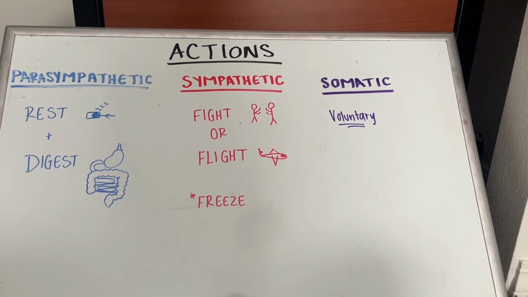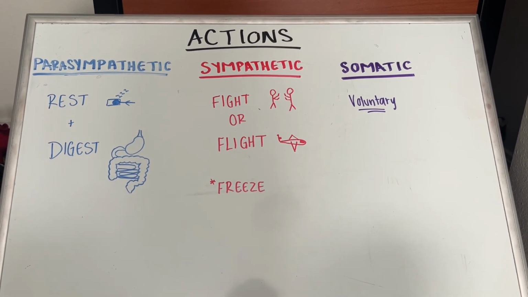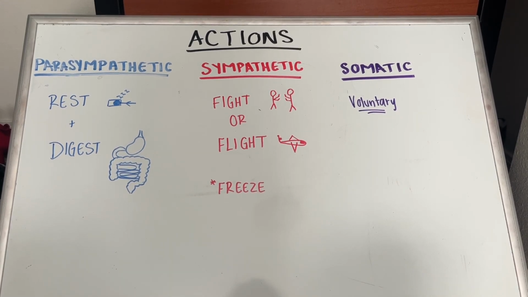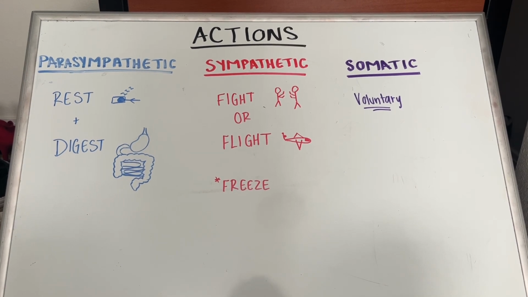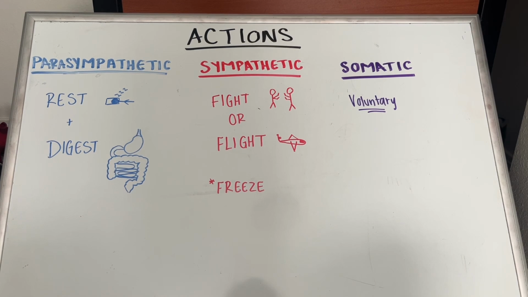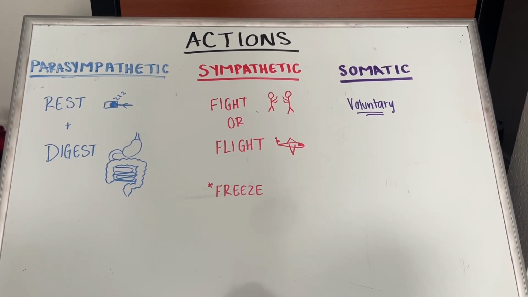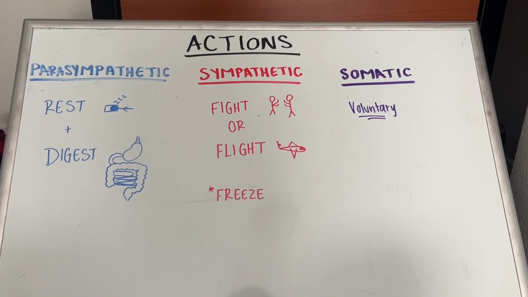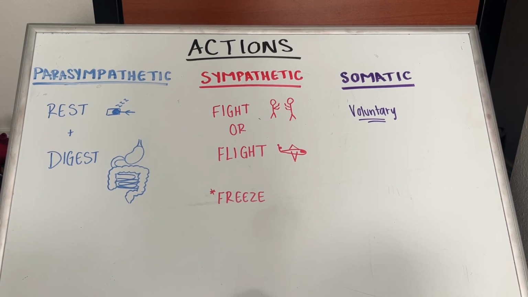tract, and increased urination. In our sympathetic division, which is associated with the fight or flight response and energy mobilization or creation of more energy, effects include increased heart rate and blood pressure, pupil dilation, bronchial dilation, increased blood flow to skeletal and cardiac muscles, and decreased digestive activity and increased sweating. In our somatic nervous system, controls voluntary movement of skeletal muscles. Stimulation always leads to muscle contraction.